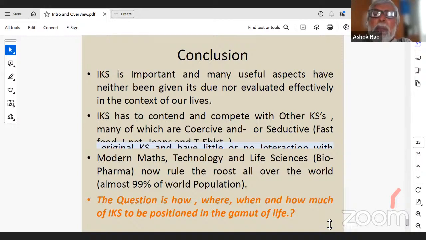So these are the questions to be asked, and the knowledge system should finally look at the welfare of all. It's very important.